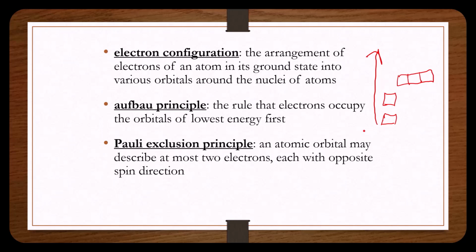The Pauli exclusion principle says that an atomic orbital may describe at most 2 electrons, each with opposite spins. So each orbital, this would be 1s, this would be 2s, this would be 2p. Each orbital can occupy at most 2 electrons, so we would put 1 here. They have to be opposite spins, so we would put another half arrow in the opposite direction to indicate an opposite spin. And we would start from the bottom to the top.